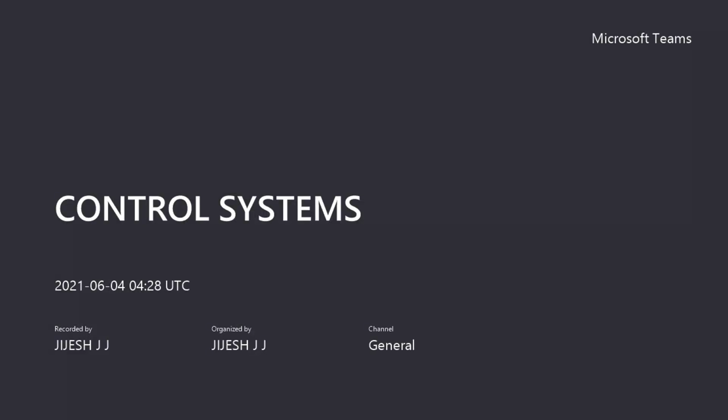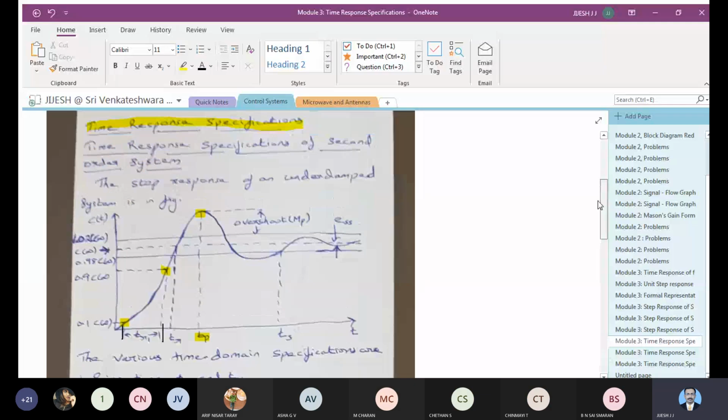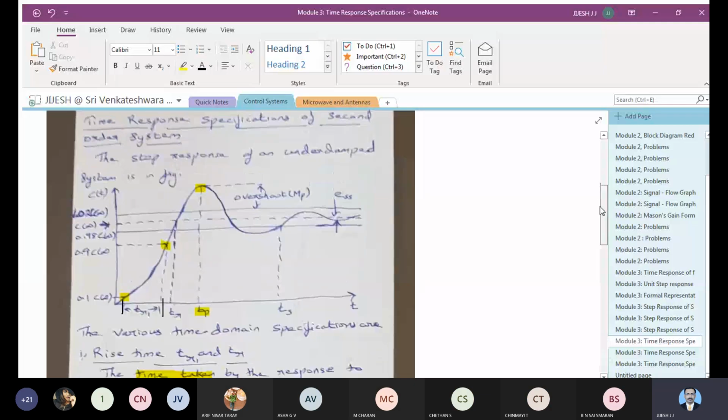Which we have been discussing before, the time response specifications, where we have seen this graph of the response of the second order system. You can see that all the signals, whatever is being started, start from 0 and then slowly converge towards 1. Okay, so that is what you can see.